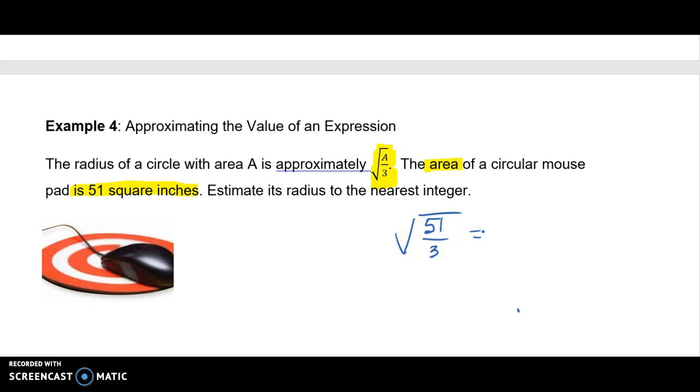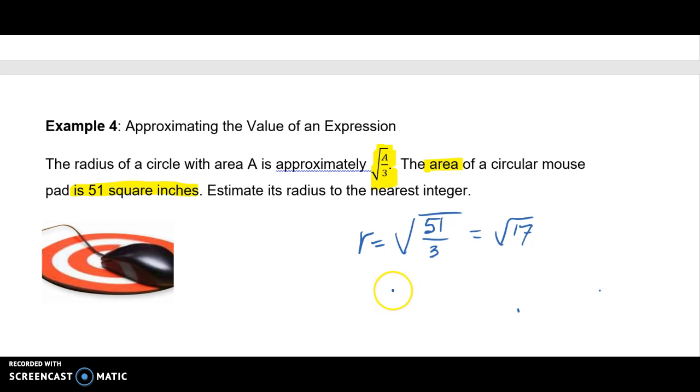Okay, and remember when you're evaluating a root, you can either take the square root of the top and the square root of the bottom. In this case, you can just go ahead and divide evenly. 51 divided by 3 is 17. So I'm looking for the square root of 17.